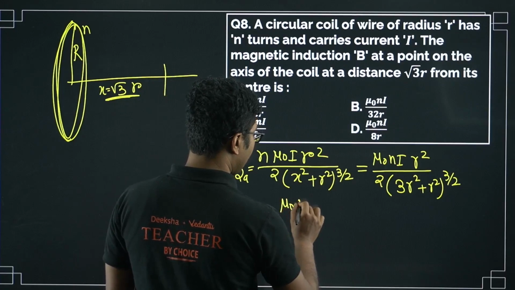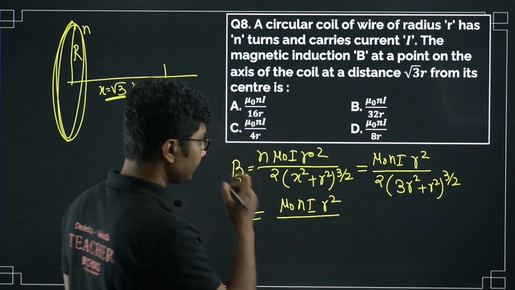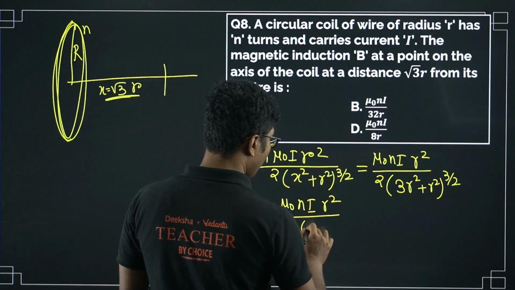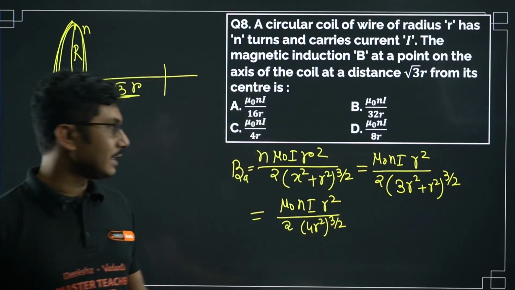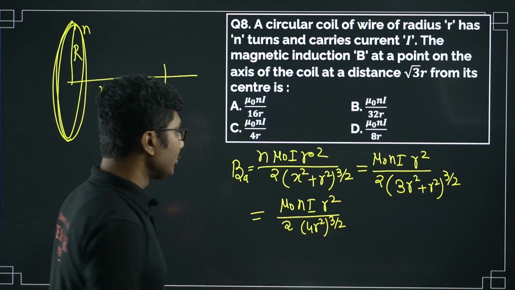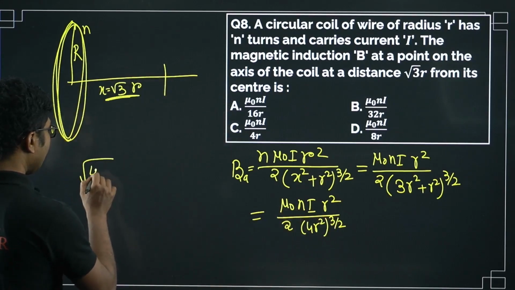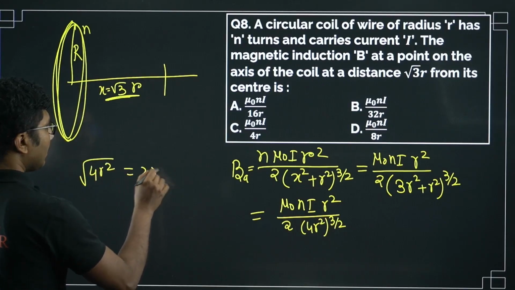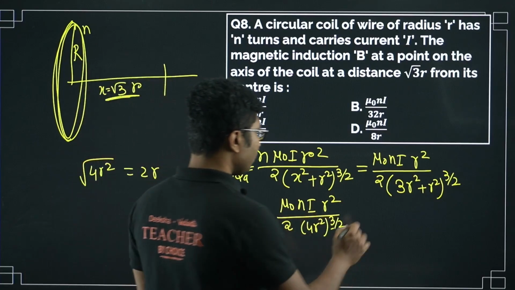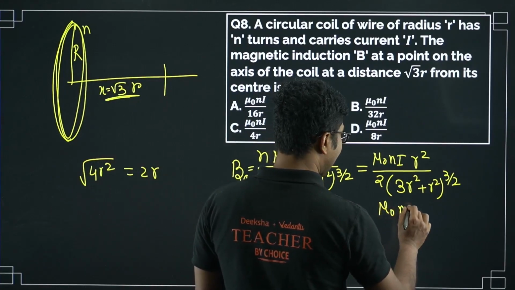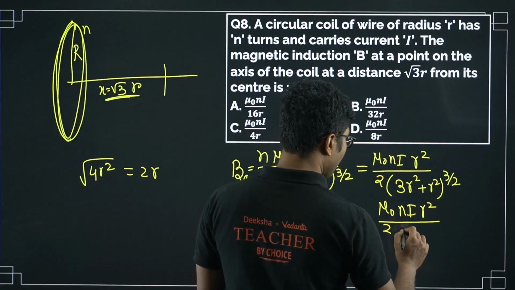Mu naught n I r square by 2 into (4r square) to the power 3 by 2. So what is the meaning of by 2 here in the power? By 2 means square root. So first we will do the square root of this value. Square root of 4r square is basically 2r. We have done the square root, so we are only left with this cube. So we will get mu naught n I r square divided by 2 into (2r) cube.